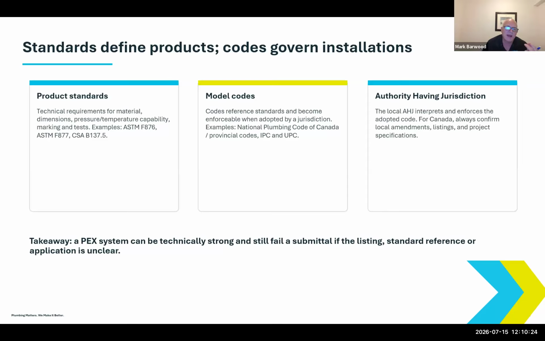So if they speak about how connections have to be made in that ASTM standard, then the plumbing code will reference the standard. So that's the difference between standards and codes. Nothing is code until it's actually referenced in the plumbing code, and then it becomes the law. Another thing that pops up from time to time is the authority having jurisdiction. The local authority that has jurisdiction interprets and enforces the adopted code. For Canada, always confirm with local amendments.